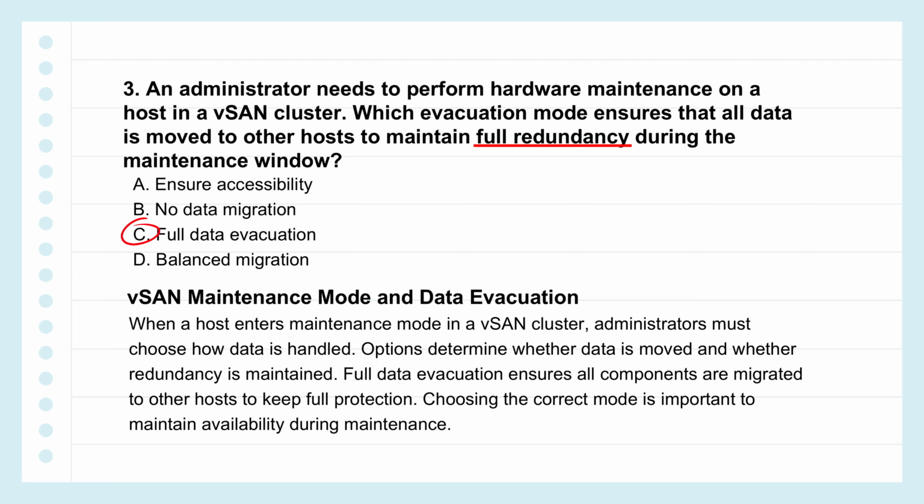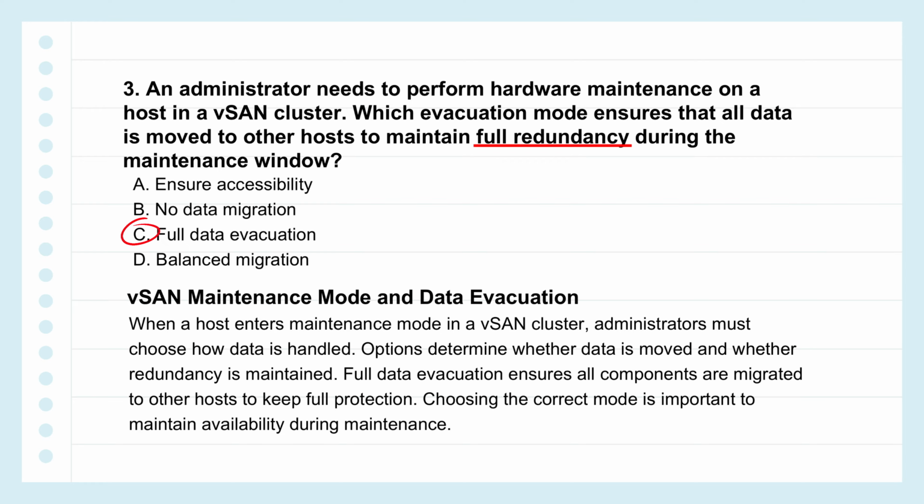So if another drive on a completely different host fails while I'm swapping out that fan? You lose data. You are flying without a net. You do not have redundancy during that window. Full data evacuation forces vSAN to move everything off that host so that every single object still has its full mirror or RAID parity securely placed elsewhere in the cluster.